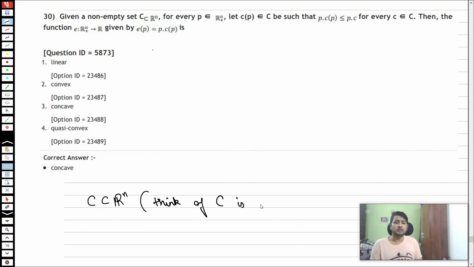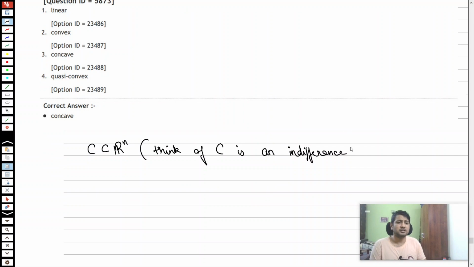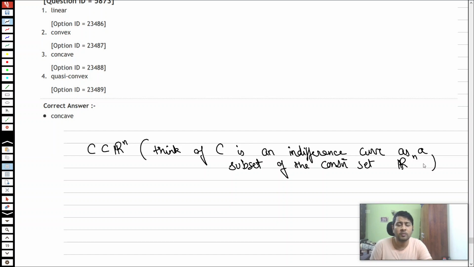you can think of C as an indifference curve. So C is basically a subset of Rn. Rn is the consumption set, of which C is some indifference curve.